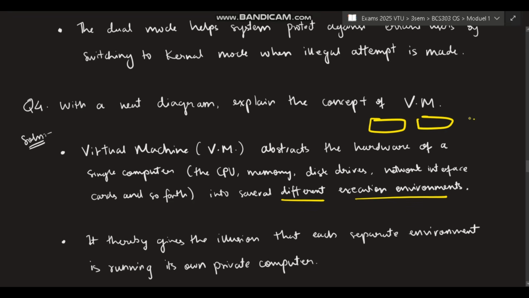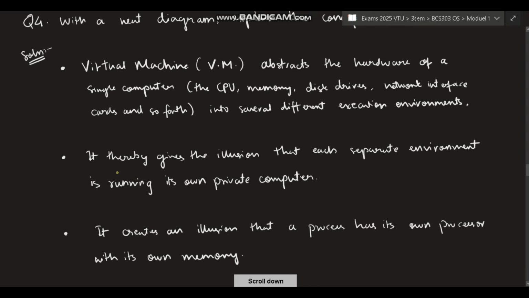Like that, many other different copies of images will be created of the hardware. Okay. Now, what do these imaginary images do? It thereby gives the illusion that each separate environment is running in its own private computer. So what happens here is we divide the hardware into different imaginary copies, and each will be assigned a different OS, operating system.